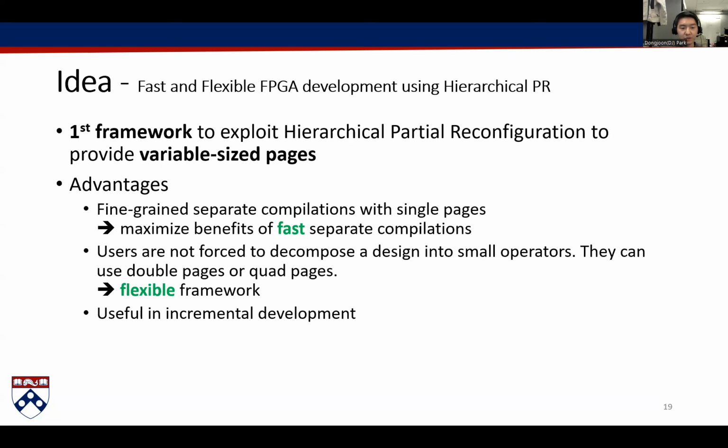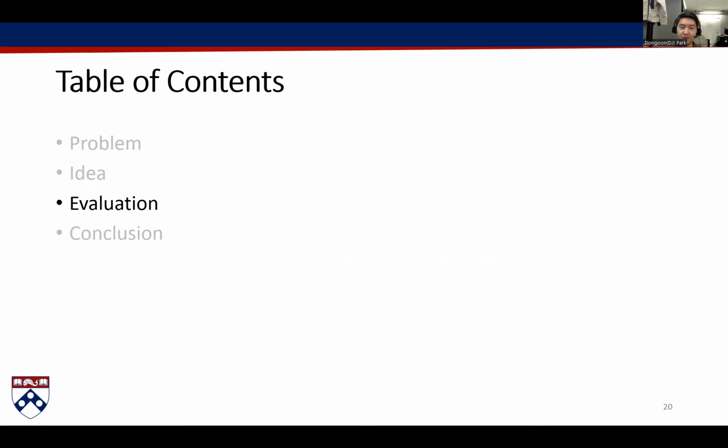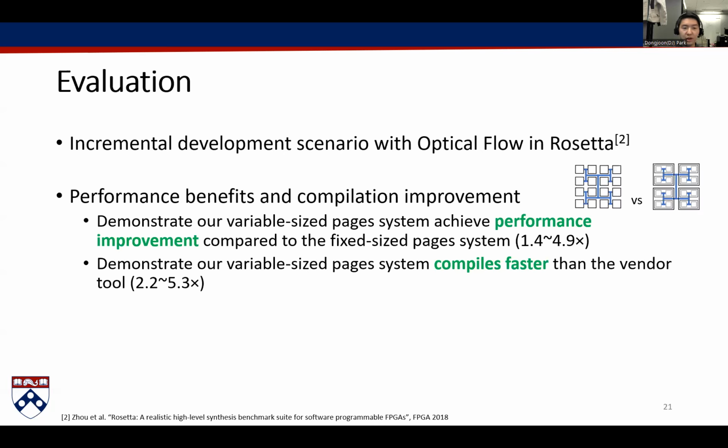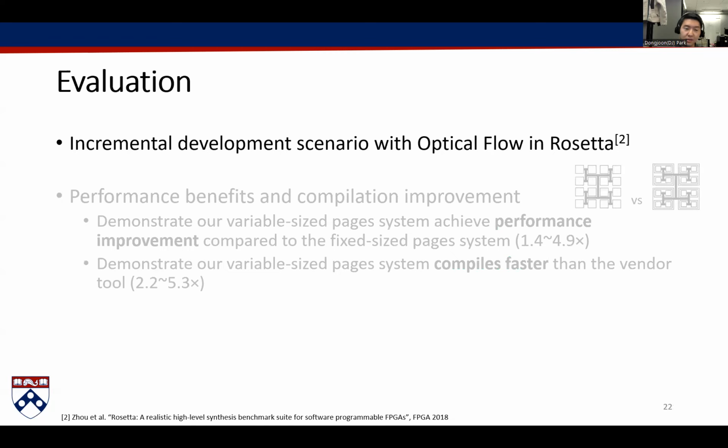This characteristic is really useful in incremental development that I will explain in the next chapter. For the evaluation, I will first explain the incremental development scenario with the optical flow benchmark in the Rosetta benchmark suite. And then I will talk about the other benchmarks and the performance benefits and compile improvements. Let's get down to the incremental development scenario first.